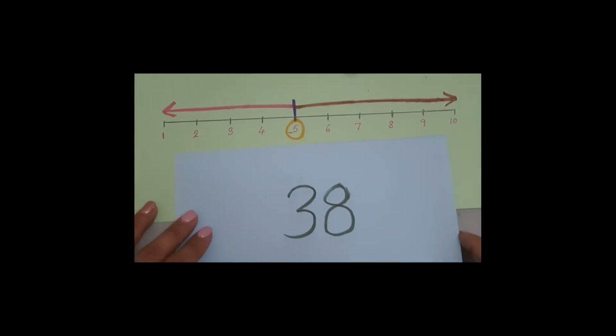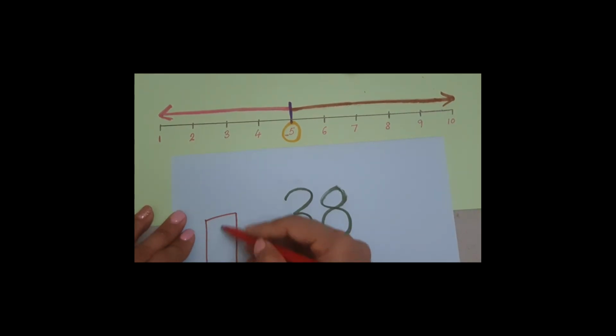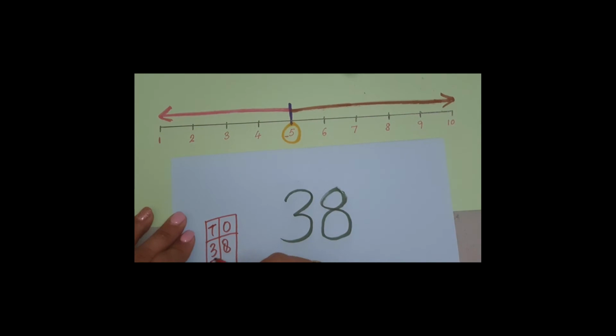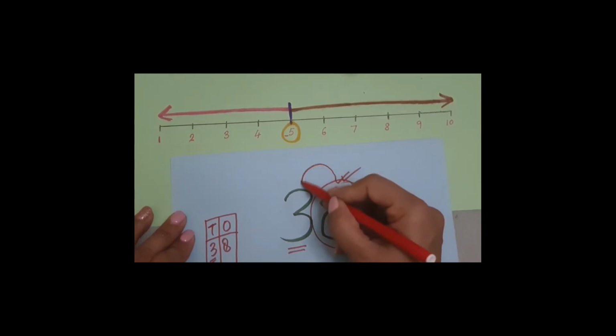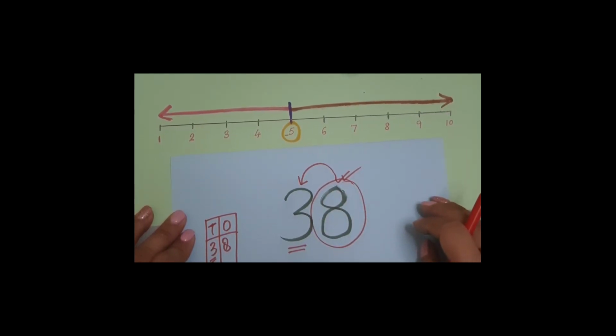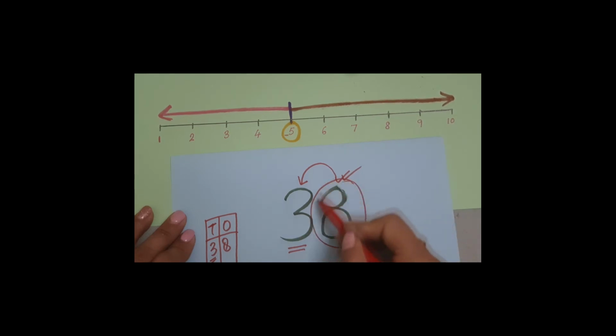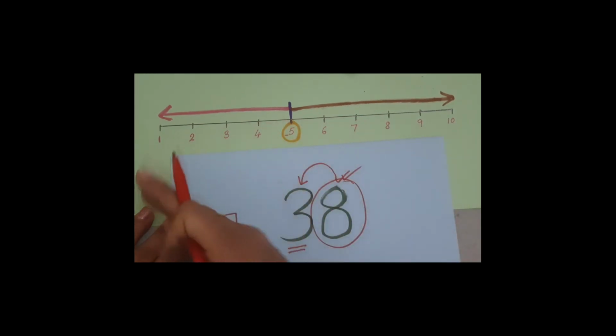Let's understand with one more example. Now we have 38. Again we will quickly figure out which number is at tens place and which number is at ones place. So we have 3 at tens place and 8 at ones place. 8 is our boss here, and it's going to tell 3 whether to stay or move up to the next tens. Let's see where 8 is in the number line. Is it bigger than 5 or is it smaller than 5?